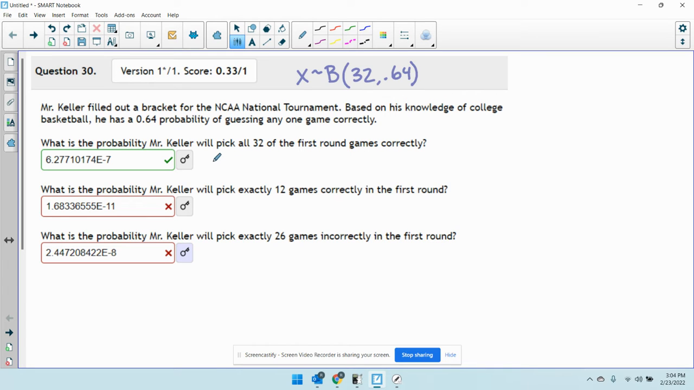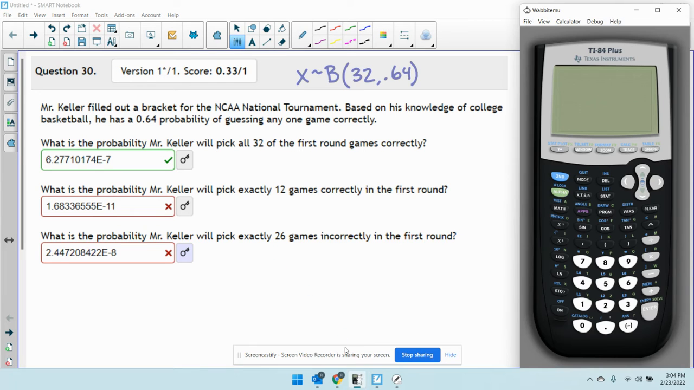Okay, so this one, if you're looking for all 32 teams, we're looking for one specific value, all 32. So we get binomial PDF, 32 trials, success rate 64%. X value, he wants all 32 correct. So that's where you got this answer here, 6.277.